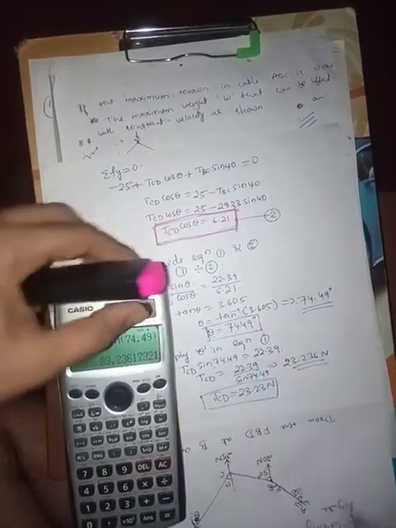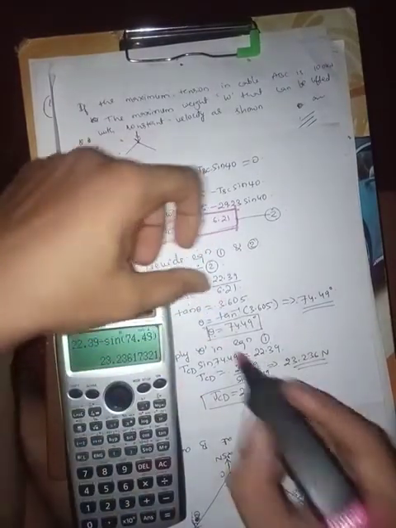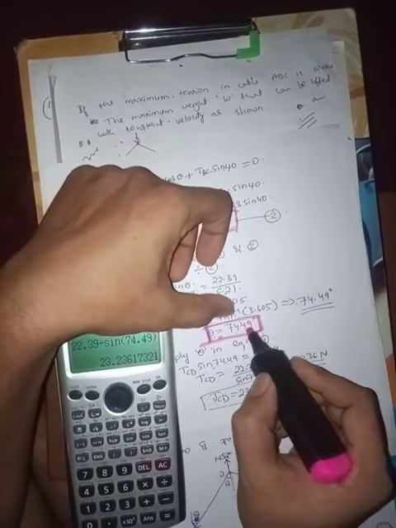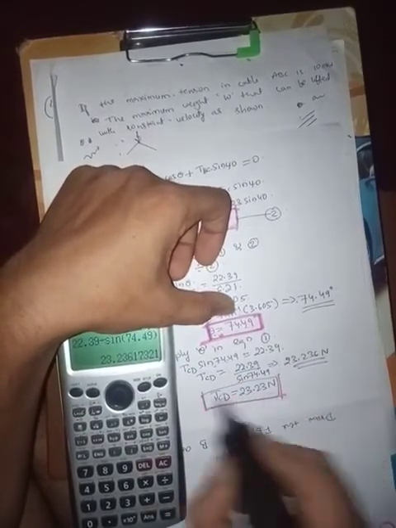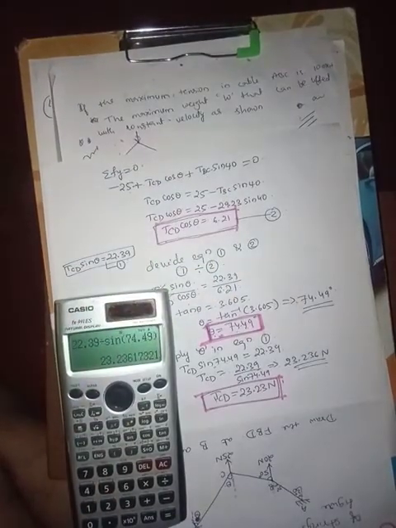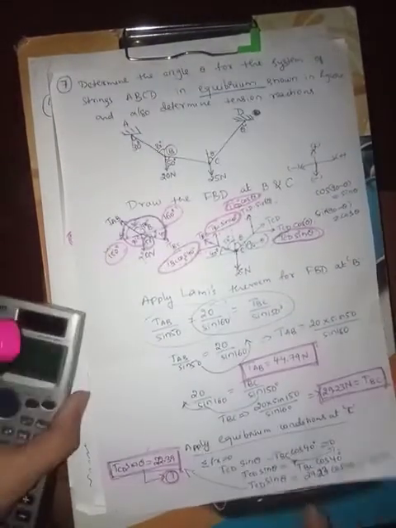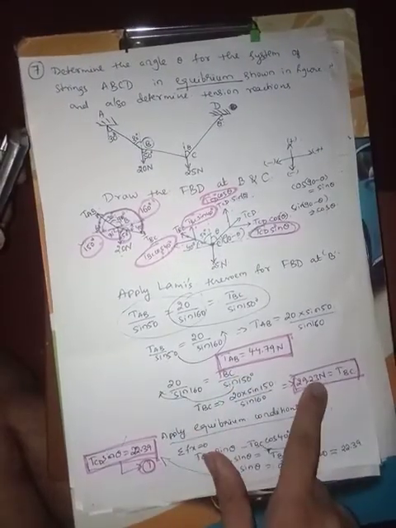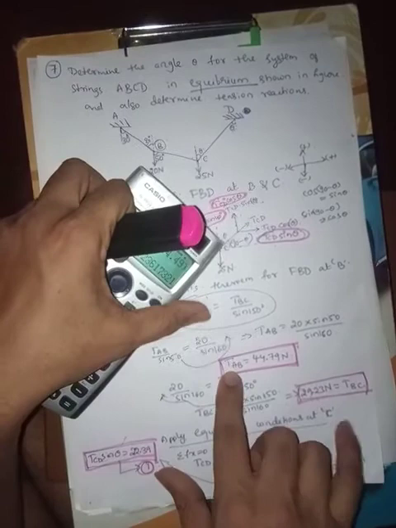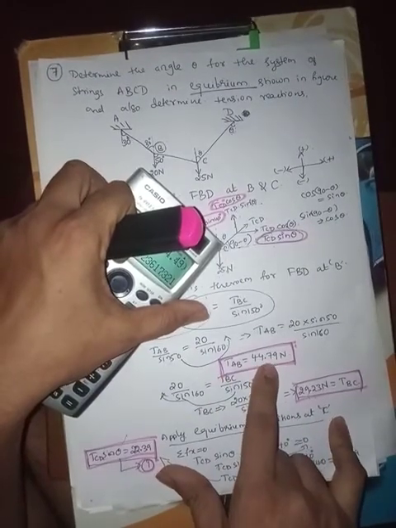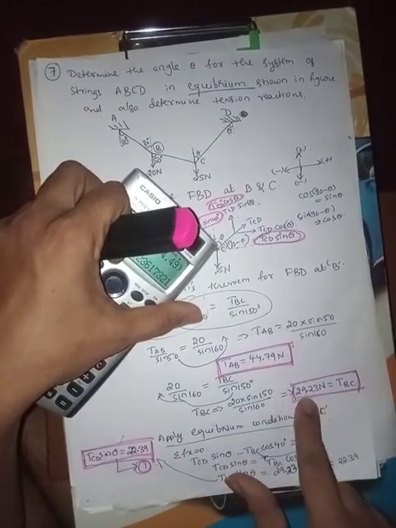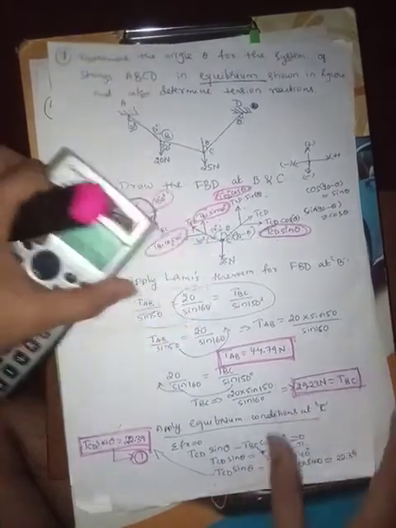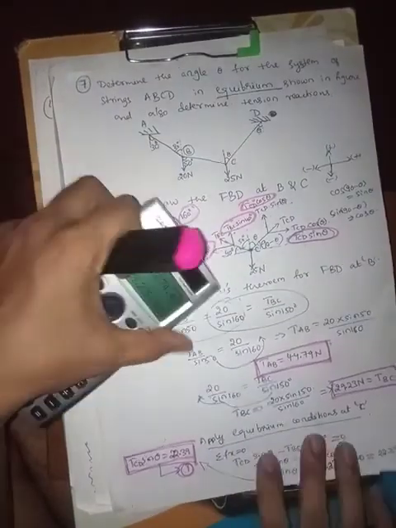So we've also found the angle of inclination, that is theta equal to 74.49 degree, and also we found the tension TCD. Earlier we found the tension in the strings TAB and TBC: the tension in string TAB is 44.79 Newton and the tension in TBC is 29.23 Newton. So finally we solved this question. Thank you.